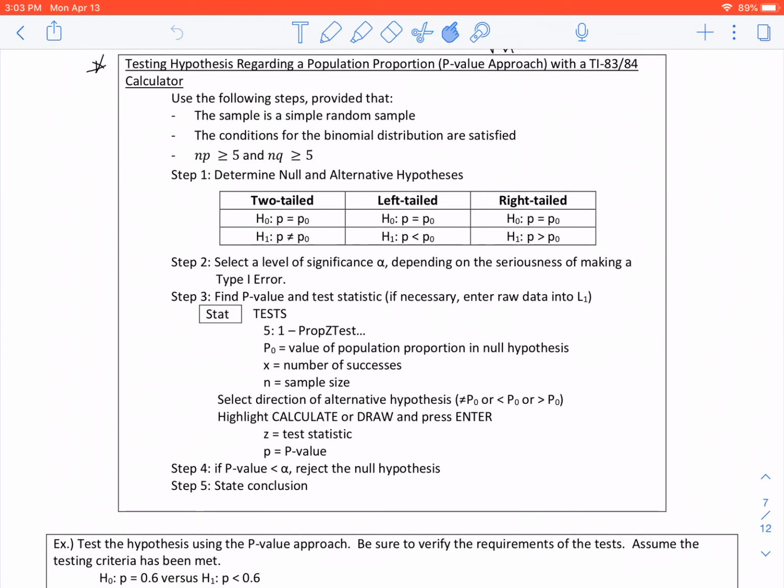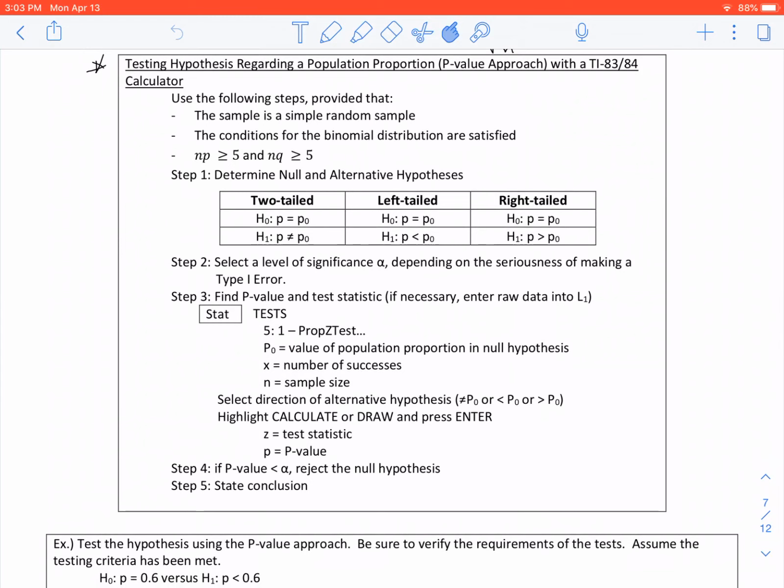This is testing hypotheses regarding a population proportion, p-value approach, with the graphing calculator. It works with both the 83 and the 84. Use the following steps provided that those 3 criteria we just discussed are met. Step 1 is determine the null and the alternative hypotheses. The null is all the same, always equals to. And your alternative hypothesis depends on if it's a 2-tailed, left-tailed, or right-tailed test.